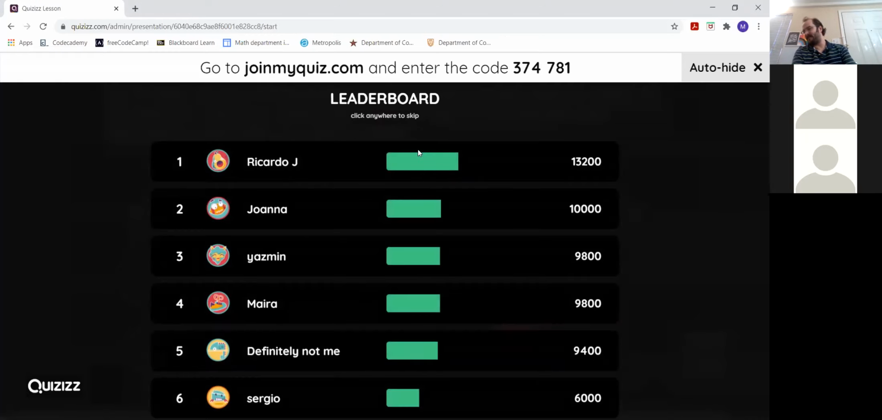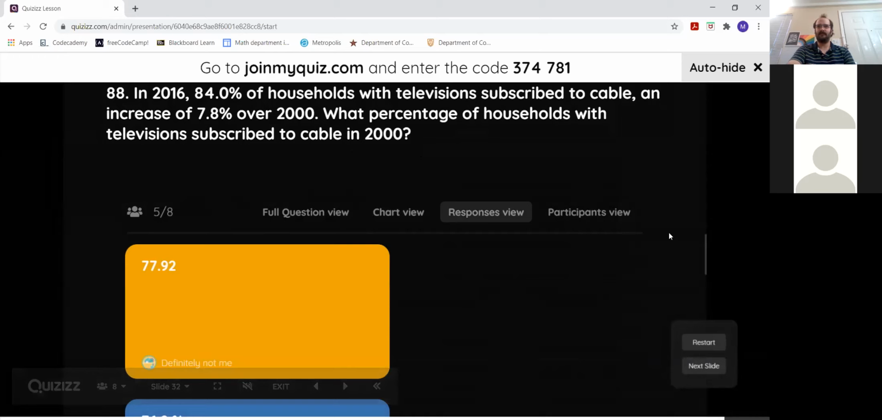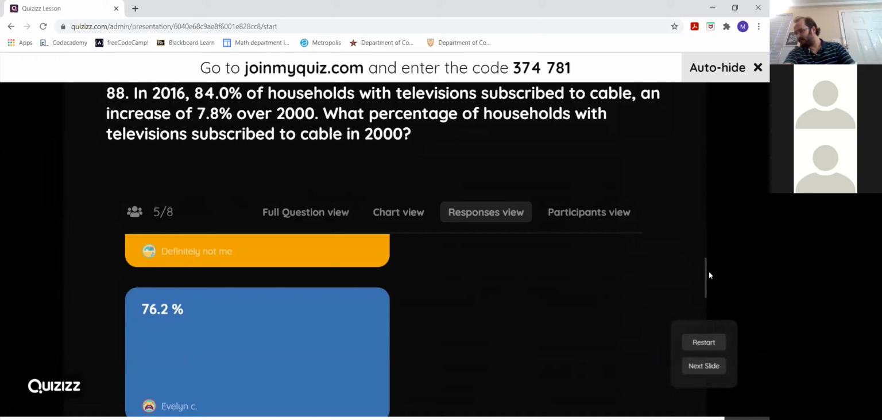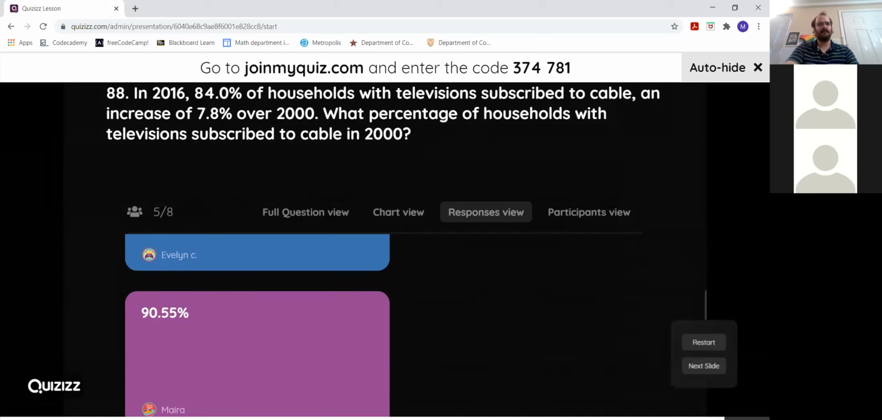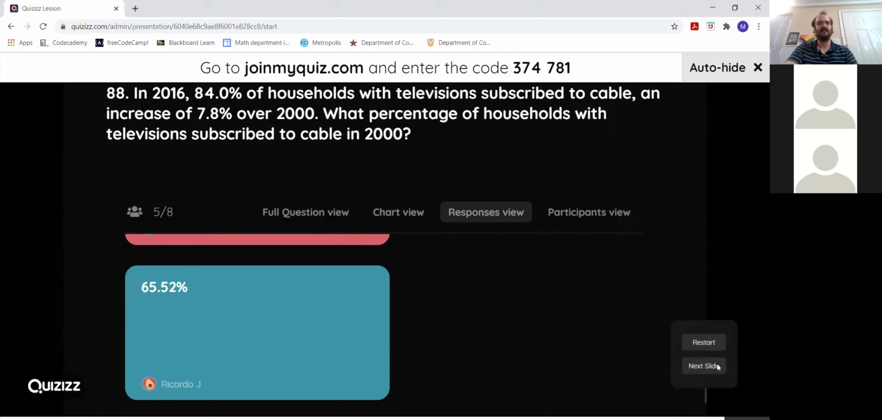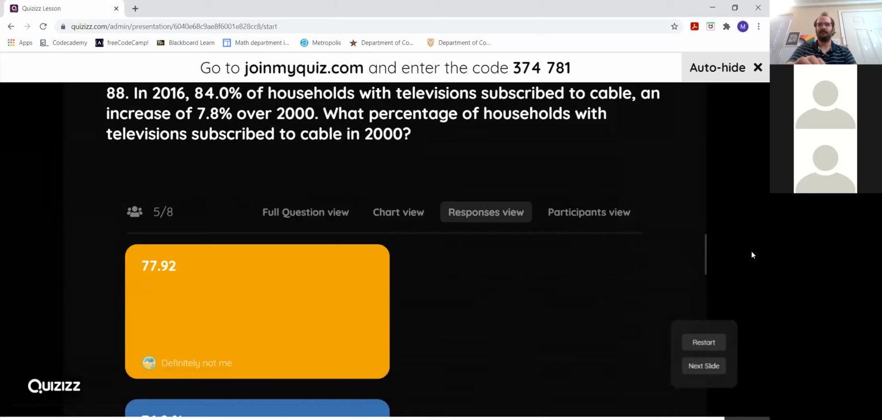What are y'all getting? 77.92? Is that what we are getting? We are getting 76. Where are you getting this from? Where's 65 coming from? I didn't know what to do, so I just multiplied the numbers. Oh man.